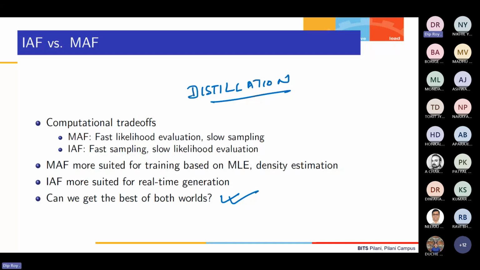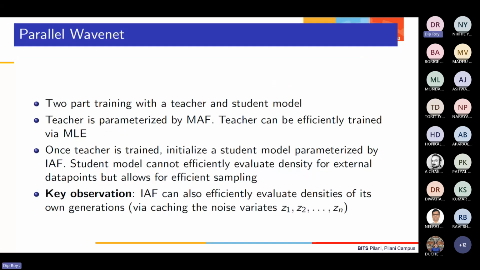So that brings us to the next topic, which is distillation. This was one of the groundbreaking works done by Google a few years back, and it is called Parallel WaveNet. In this, you have a teacher and a student model. The teacher is going to be parameterized by MAF, and the teacher can be efficiently trained using MLE. Once the teacher is trained, initialize a student model parameterized by IF. The student model cannot efficiently evaluate density for an external data point, but allows for efficient sampling.